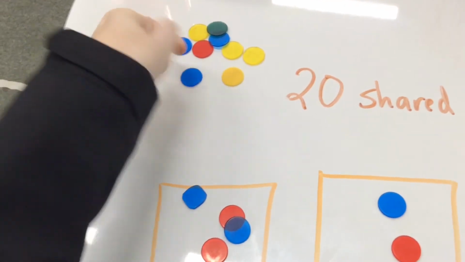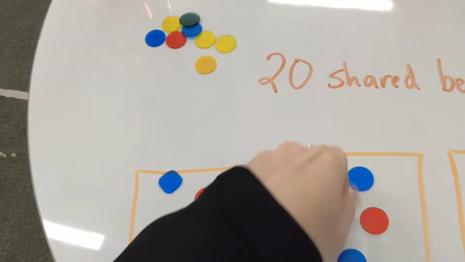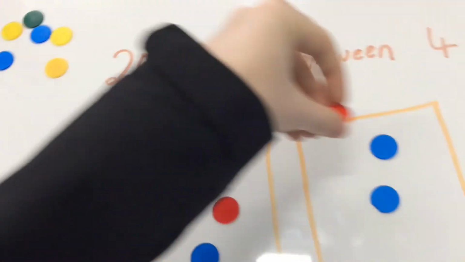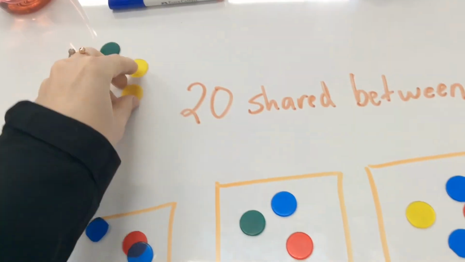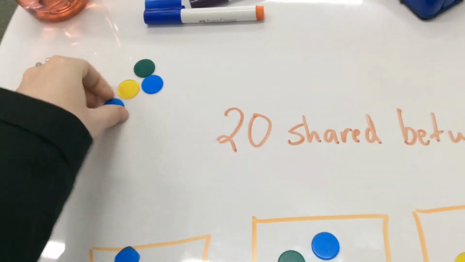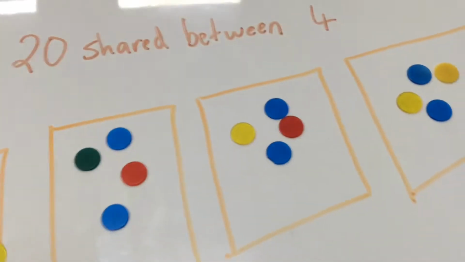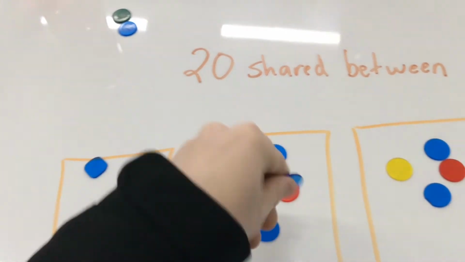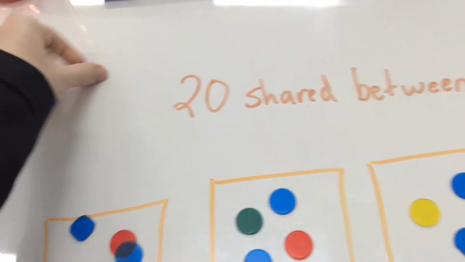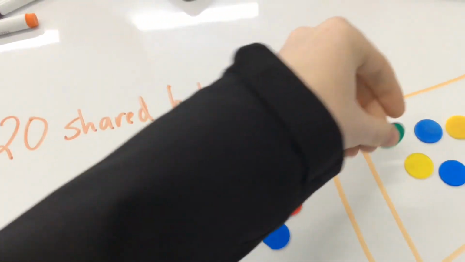with 2 per group until I have shared all the counters to work out how many counters are going to be in each group. Now remember, we're not counting the total this time. We are purely counting how many counters are going to go into each group. And that is our answer.